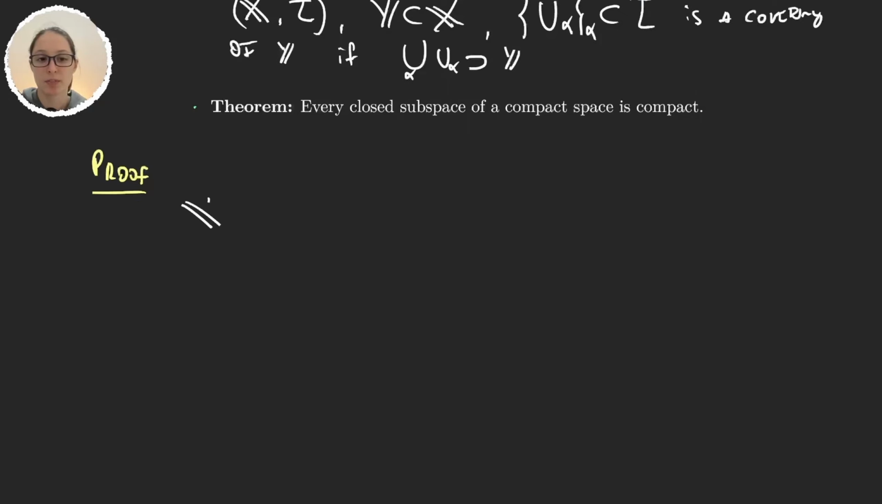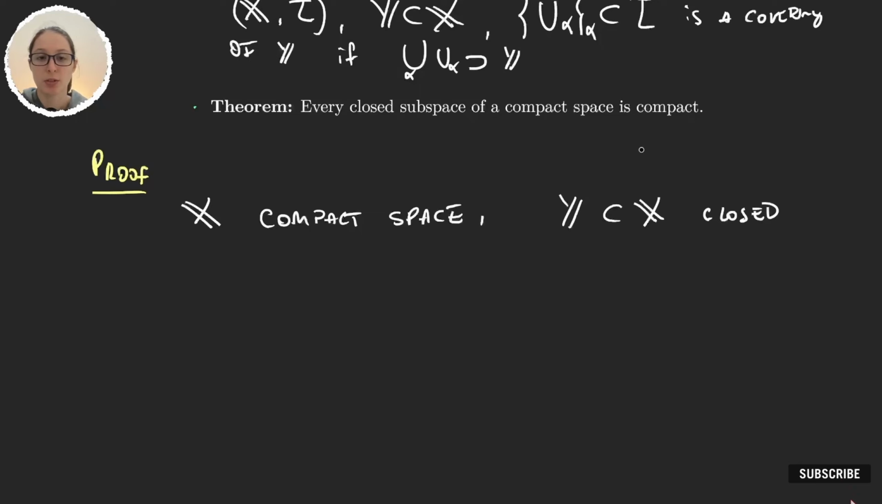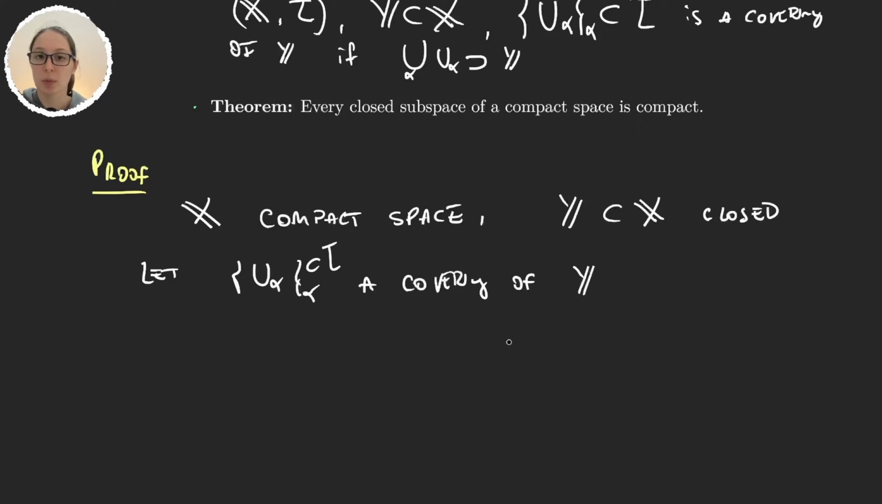Let's say that we have X, a compact space, and Y, a closed subset of X. We want to prove that Y is compact. So to prove that a space is compact, we have to take a covering of that space and prove that there exists a finite subcovering. So we will take U alpha, a covering of Y. This collection of elements has to be in the topology because each of these has to be open sets.